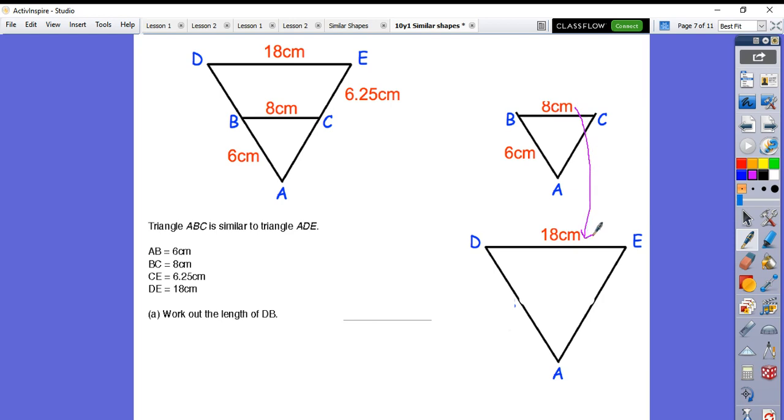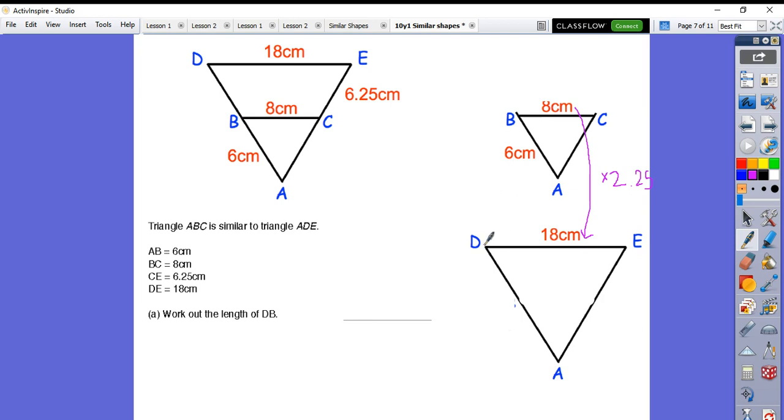Okay. Now I know that this side here corresponds to this side. So how would I find the scale factor? I know that 8 multiplied by something gives me 18. So I can do 18 divided by 8 to give me my scale factor. So my scale factor is 2.25.